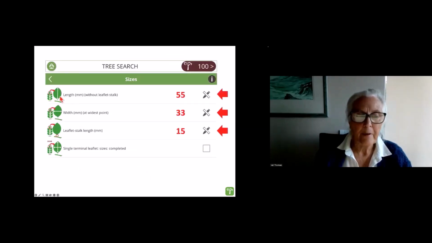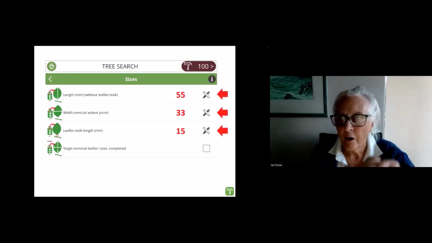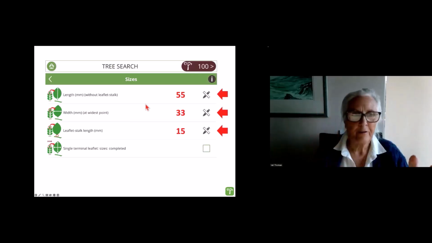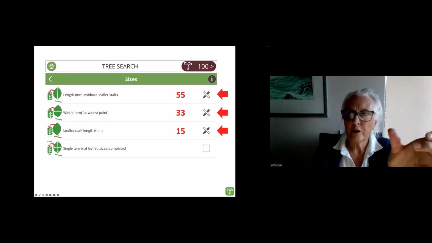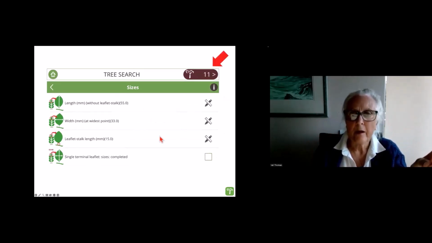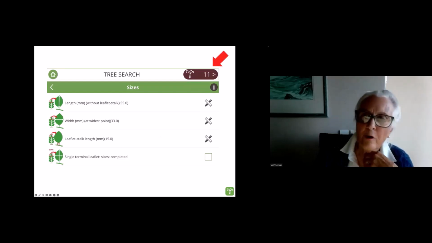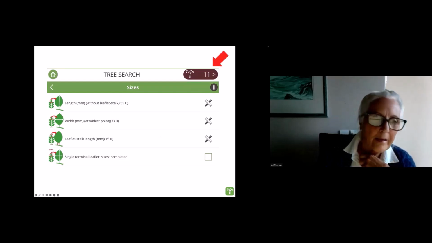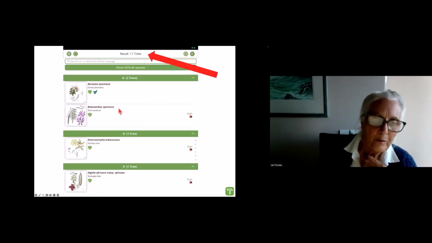What comes up is that you can enter the length. If you click on this little box here, you'll be given a ruler, and you place your leaf on the edge of the ruler. The leaflet that we've got is 55 long, and it's 33 wide, and the leaflet stalk is 15. And when we enter that, do you remember we were on 64? And now, having entered that, we're on 11. Now when we look, we've got only 11 species left.